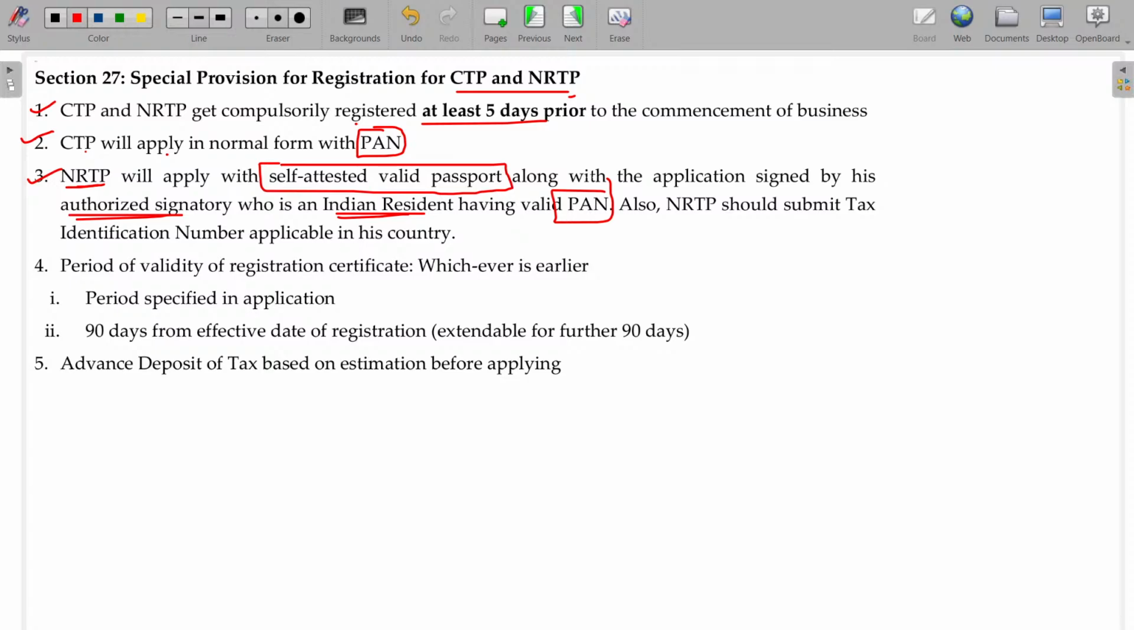No, he has to submit along with his own PAN. Also, NRTP should submit the tax identification number applicable in his country. Is that okay? Hope you will now be able to understand the difference between CTP and NRTP cases.